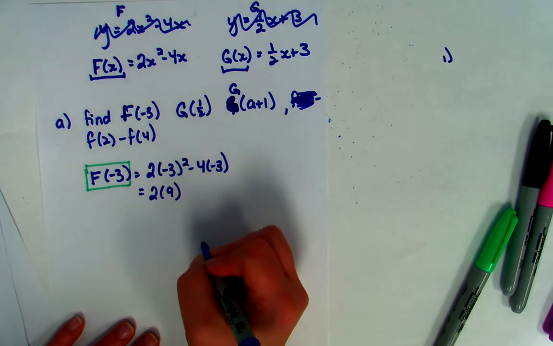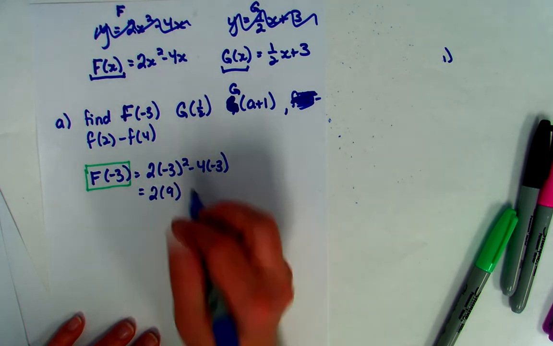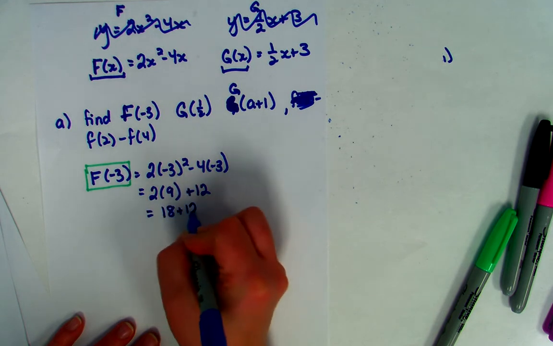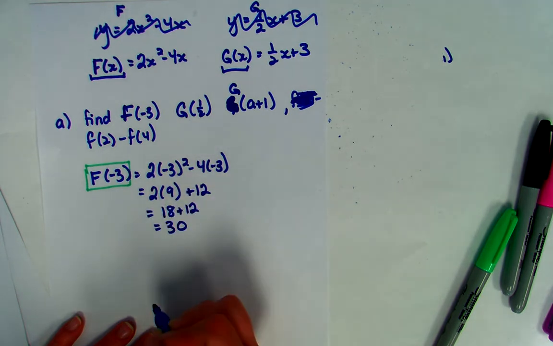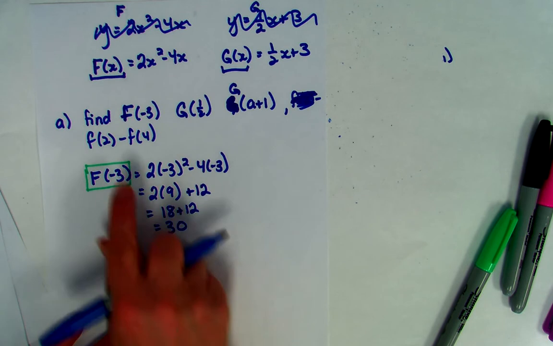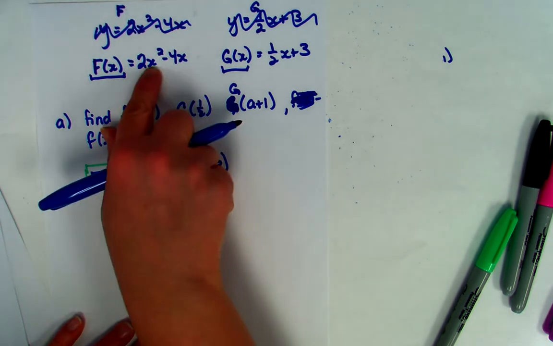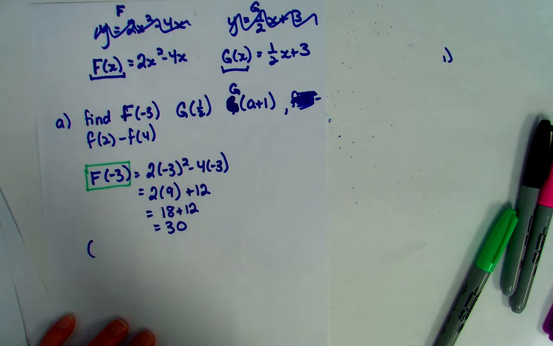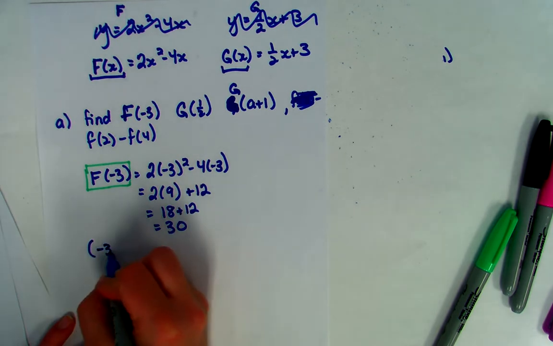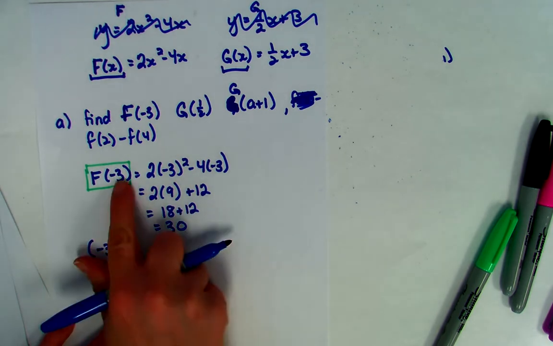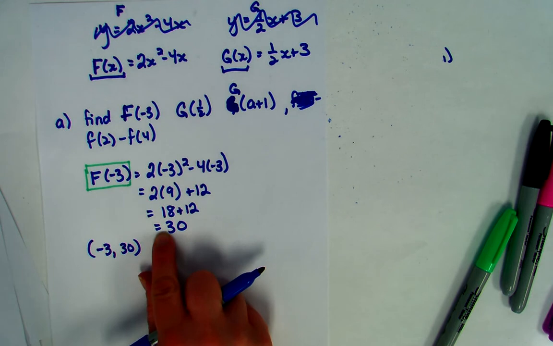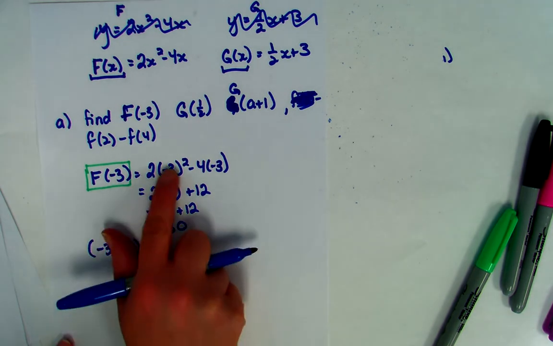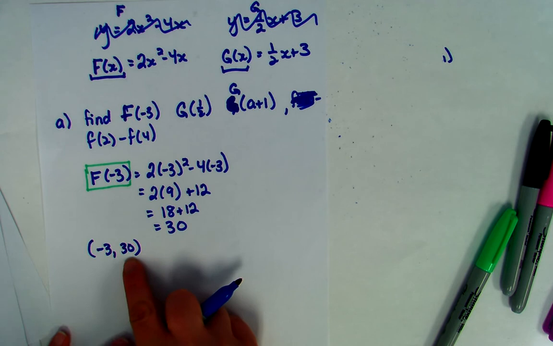Negative 3 squared is 9. Negative 4 times negative 3 is positive 12. So then I get 18 plus 12. So the answer is 30. That's it. So if I sub negative 3 into the function f, the answer is 30. If I were to think about that back with our graphing, that means the point negative 3 and 30 would have to be on our graph because the number inside the bracket is always your x. The answer is always your y.